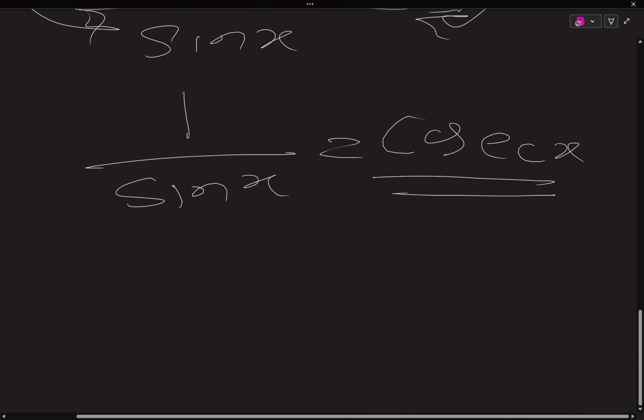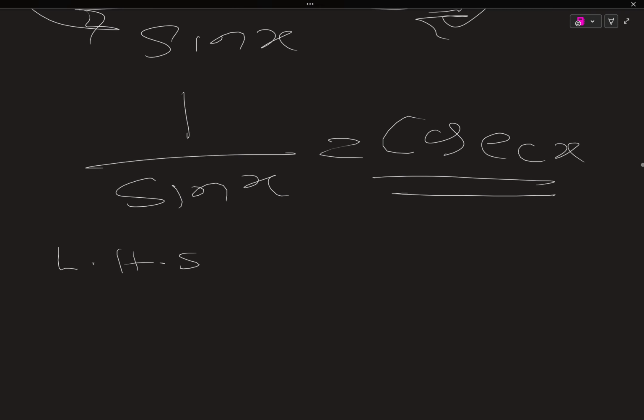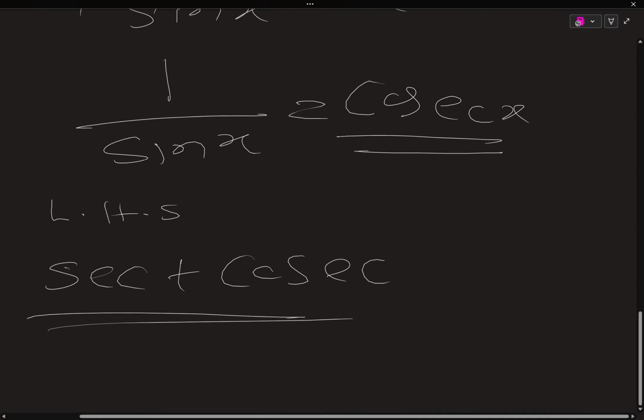So we can simply combine the answers, where we say left hand side is simply sec x plus cosec x. Then we say proved.